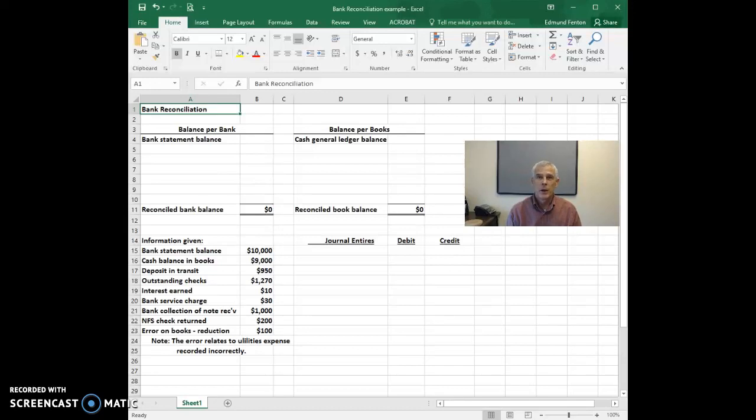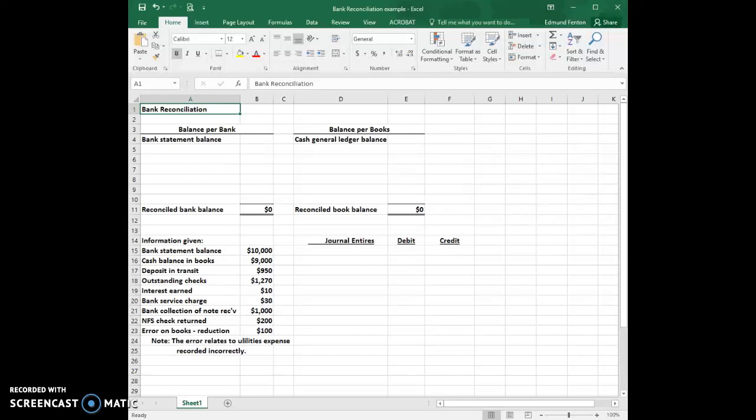Now the purpose of the bank reconciliation is to make sure that the cash balance in our accounting records matches what the bank says we have in the bank statement. Now at the beginning, the two numbers will not match, and therefore we have to account for some differences, and that's why we have the bank reconciliation. So let's get started. I'll remove my video.